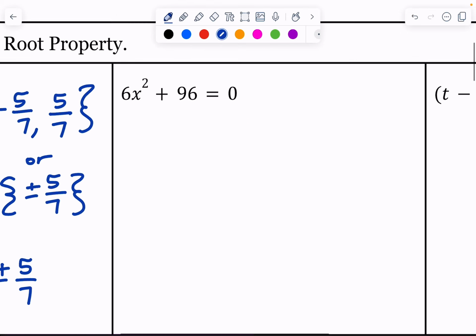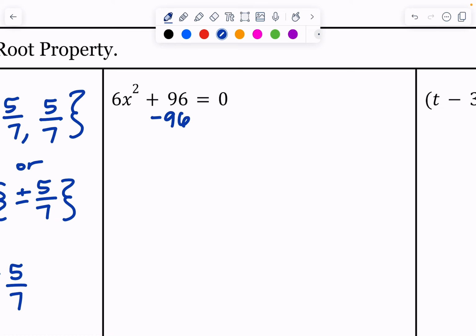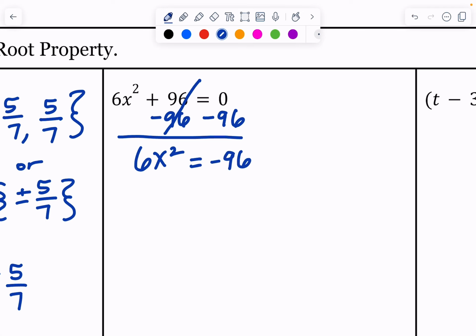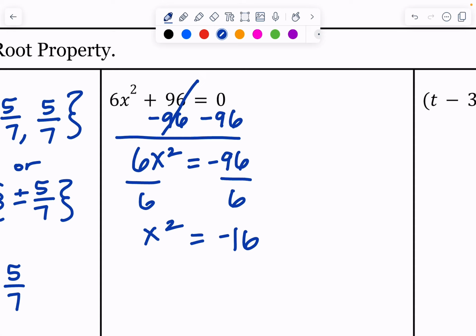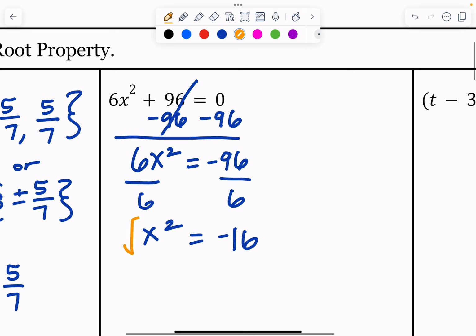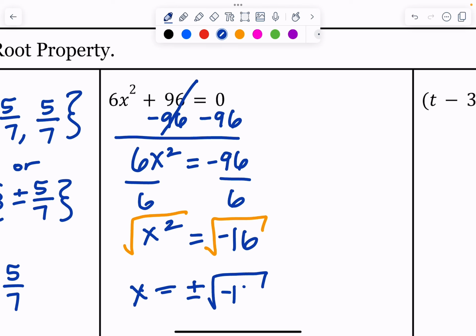All right, for this next one, we are going to subtract 96 from both sides. And we are left with 6x squared equals negative 96. Then we are going to divide by 6. So we're left with x squared equals negative 16. To get rid of that squared again, we are going to square root by the square root property. We have x equals plus or minus the square root of negative 16.